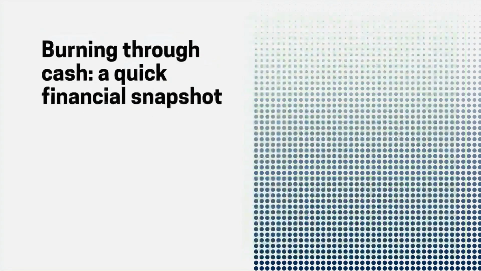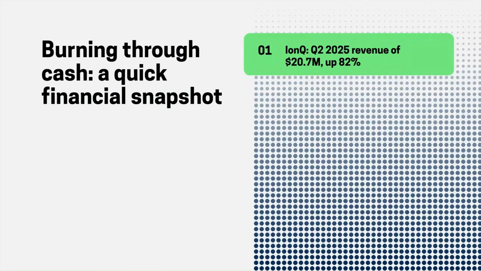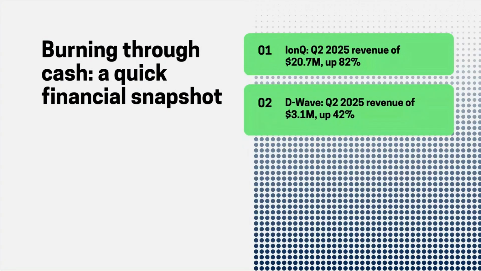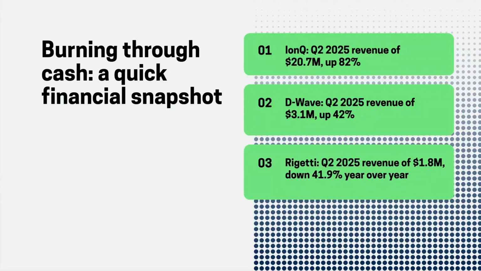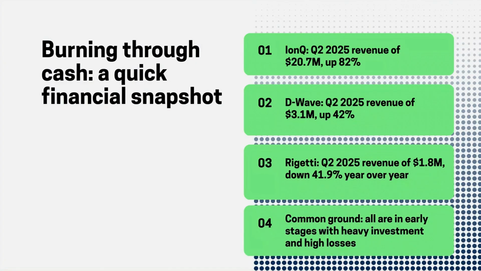Finally, let's look at the financials of these three companies. According to their Q2 2025 earnings reports, IonQ's revenue was $20.7 million, up 82% year over year. D-Wave's revenue was $3.1 million, up 42%. Rigetti's revenue was $1.8 million, down 41.9%. In general, all three are still in a high investment, high loss early stage. But their financial data also shows that the quantum computing industry is moving from pure R&D to commercialization.